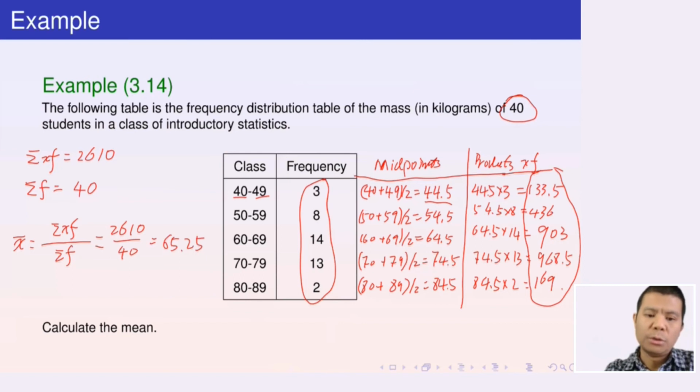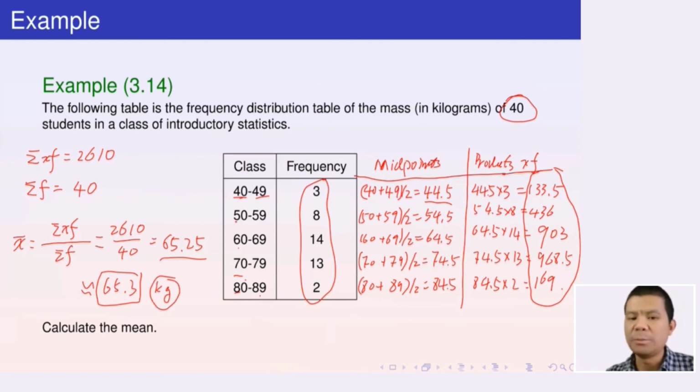65.25. Do we have to round it? Yes. Here the class limits are integers, so we round it to 65.3, one more decimal place than the class limits. This is in kilograms. So that's how to find the mean of grouped values in this example.